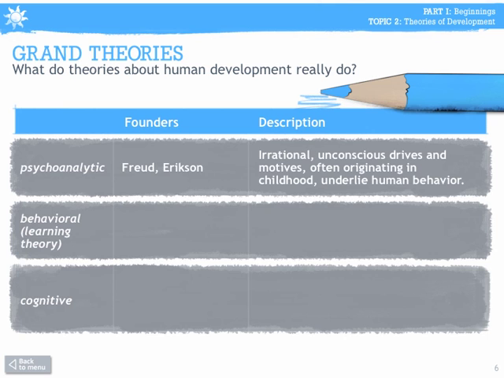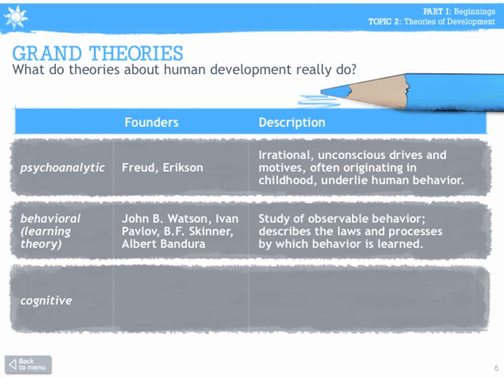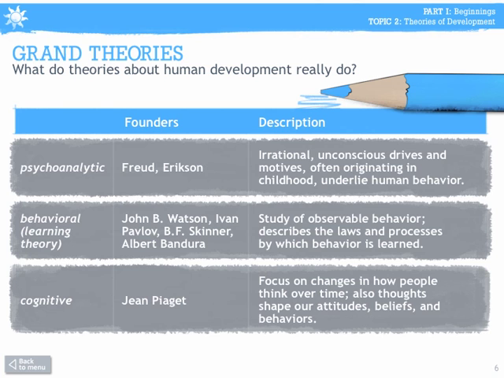You'll see there are some specific names you've probably heard about already. Psychoanalytic is Freud and Erikson, and it has to do with irrational unconscious drives and motives. They both believe that these originate in childhood. Behavioral is Watson, Pavlov, Skinner. Many of you have heard about the dog salivating when it heard a bell. That's the behavioral theory. And cognitive is Jean Piaget, and it focuses on how people change over time.